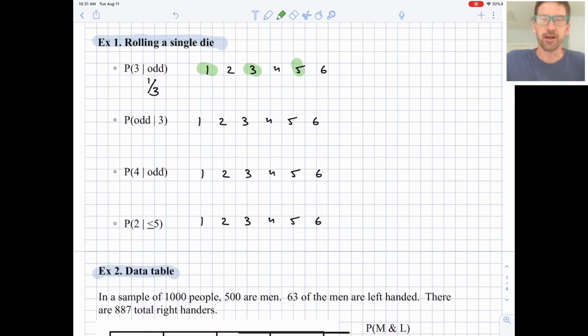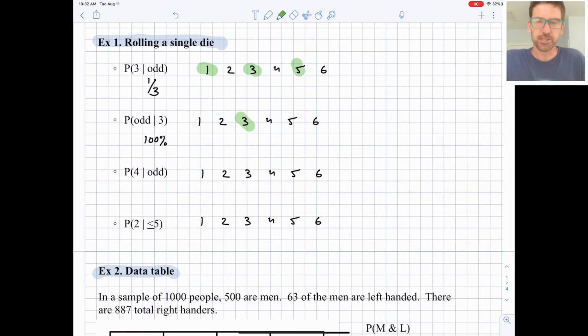Next one, probability of odd given that it's 3. So that 3 is given. What's the chance now that it's odd? Well, it's 100%. It's guaranteed. It's like rolling a die and saying, hey, I just rolled a 3. Now you tell me what's the chance that that's odd. Well, of course it's odd. It's guaranteed to be odd, right?